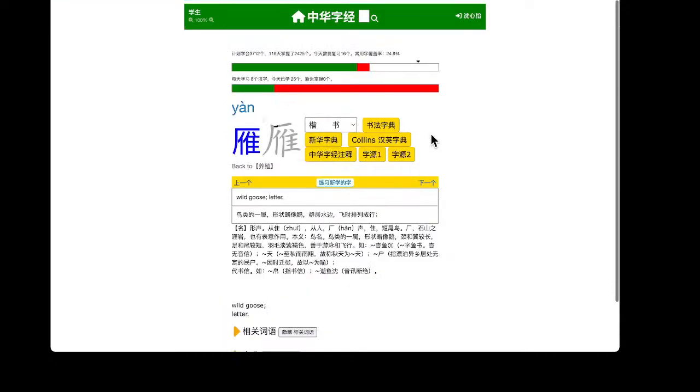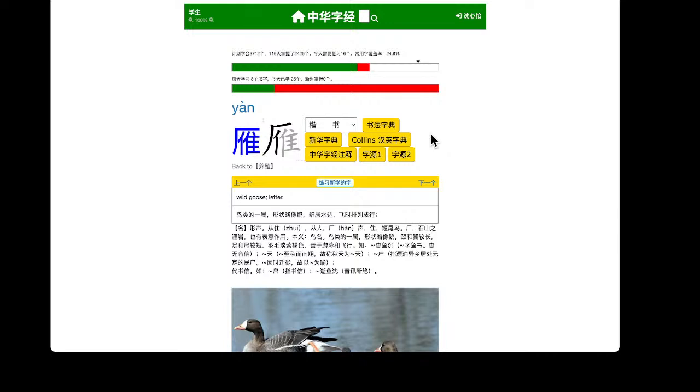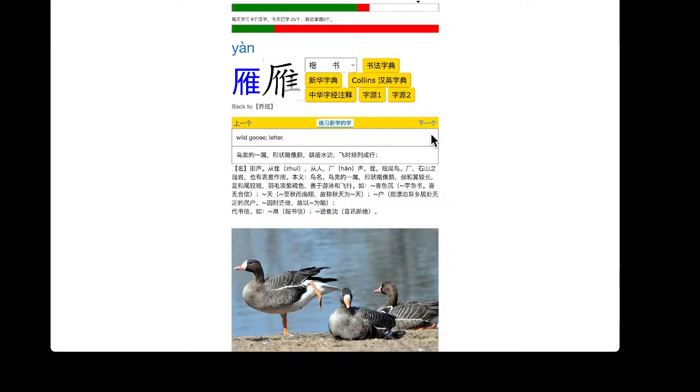Okay, next up. 请练习今天新学的字。 Yin. Yin refers to a wild goose or to a letter, like correspondence. And I heard that this was because back in the day, before things could be delivered so quickly, letters would come and go seasonally the way geese do. Like long distance correspondence. I don't know.